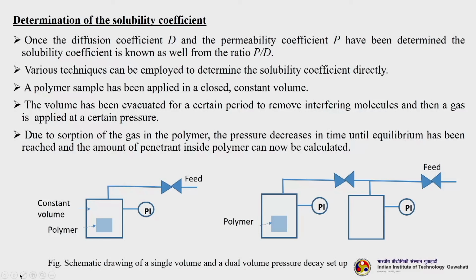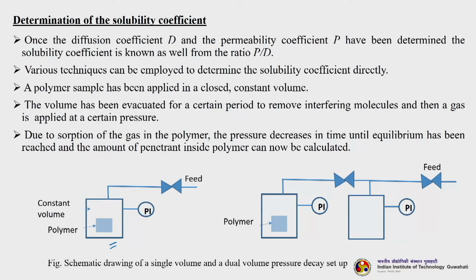A polymer sample is applied in a closed constant volume system, just like you can see here, or reactor in which the polymer sample is placed. The volume is evacuated for a certain period to remove interfering molecules, and then the gas is applied at a certain pressure. Due to the sorption of the gas in the polymer, the pressure decreases in time until the equilibrium has been reached.